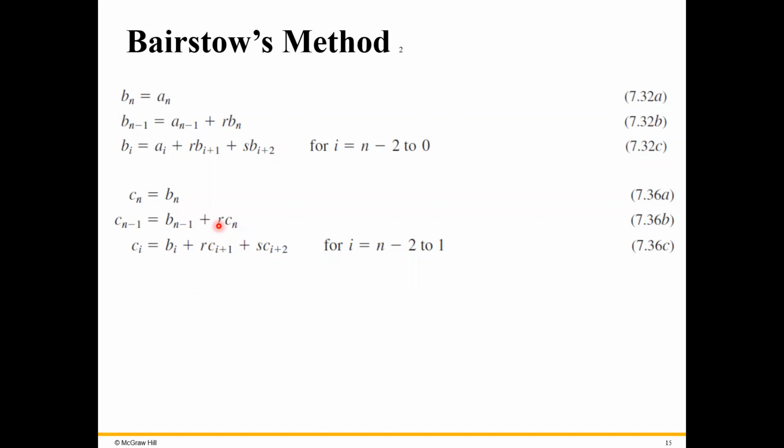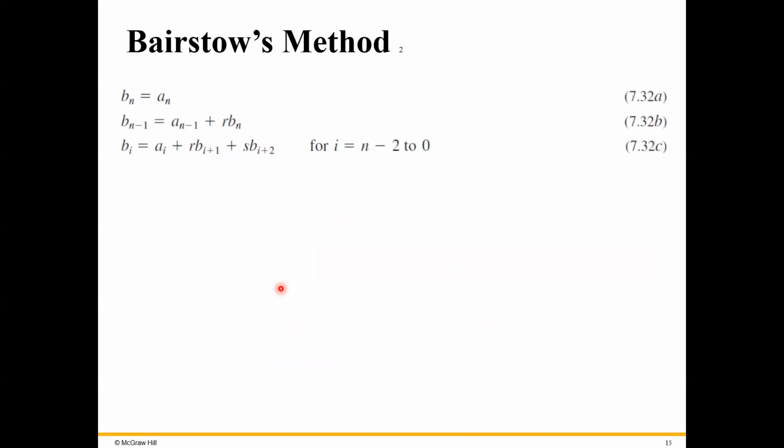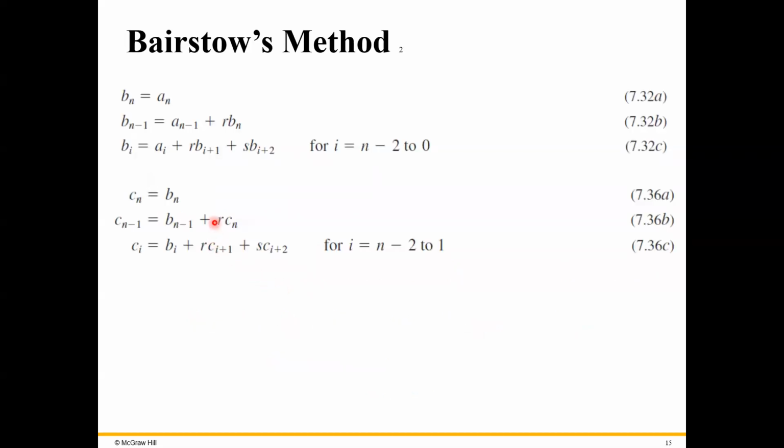And what will be r and s? R and s will come from the factor with which we will be dividing, x squared minus rx minus s. This is the quadratic factor. In other terms, r and s will be our initial estimates, and they will be iterated.